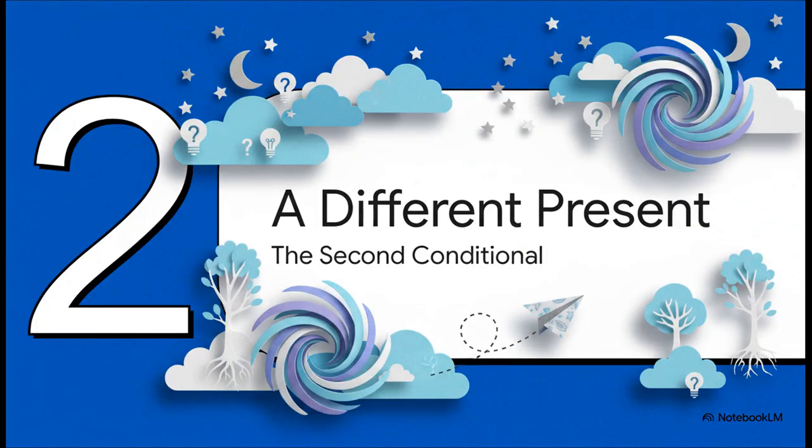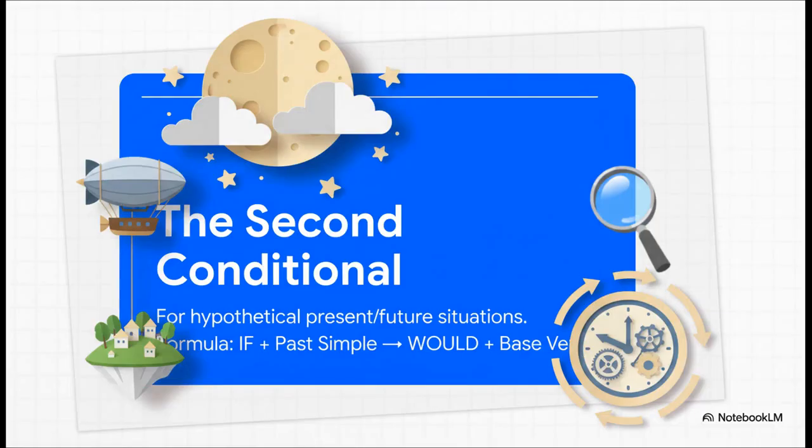All right, let's dig into that first feeling, the one about right now. We're going to look at the tool we use to imagine a different present. And that tool is the second conditional. Okay, let's break down the machine here. The second conditional is for stuff that isn't real right now. The formula is pretty straightforward. You have your if plus a past simple verb, and that leads to would plus the base verb.